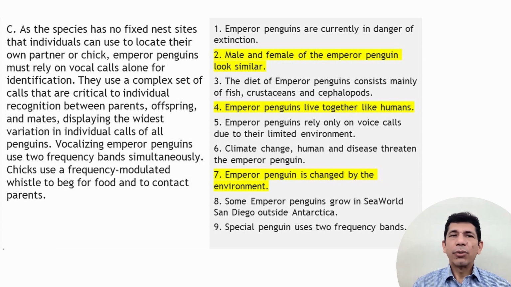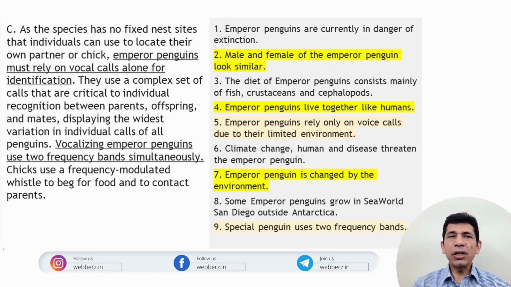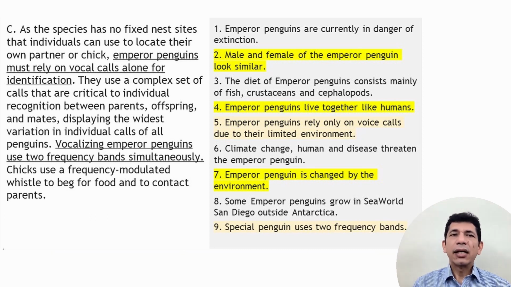Para number C. Pause the video and try to find the answer. Now the answer is, emperor penguins rely only on voice calls due to the limited environment. And 9th, a special penguin uses 2 frequency bands. If we look at the passage, we can see emperor penguins must rely on vocal calls alone for identification because they do not have fixed nest sites. That is why they can't locate their partner or chick if they cannot call. And number 9, vocalizing emperor penguins use 2 frequency bands simultaneously.